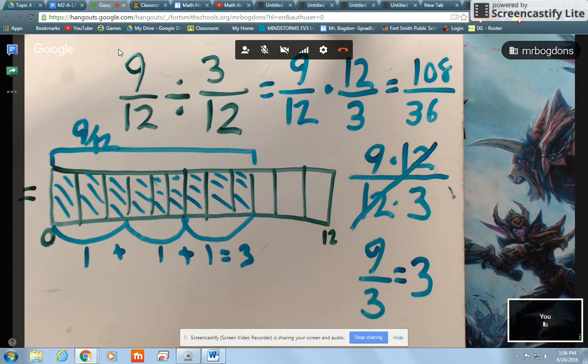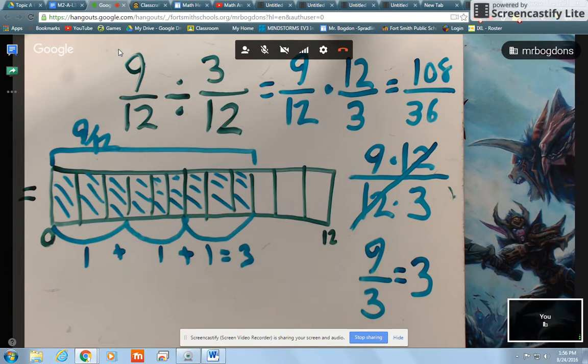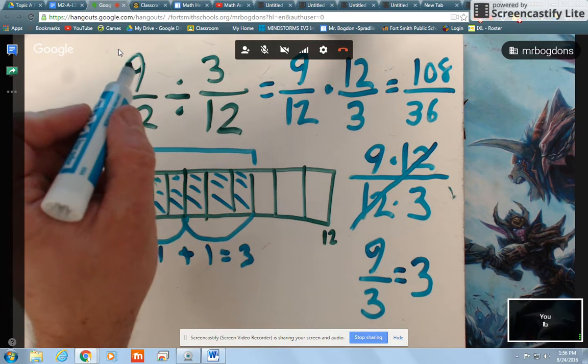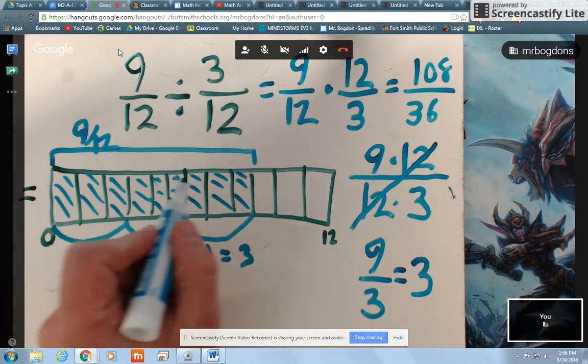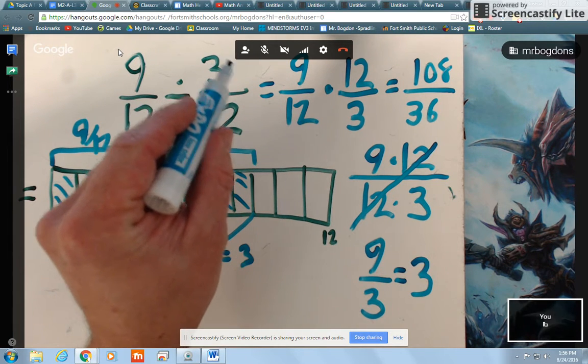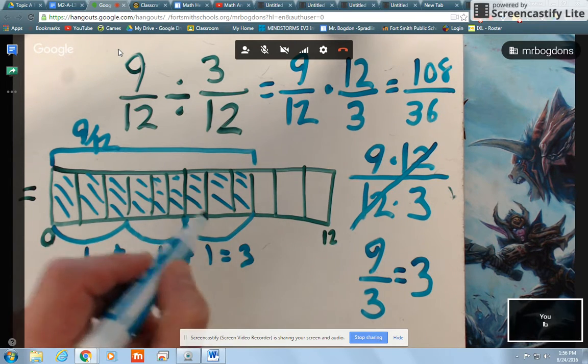Remember when I rewrote the fraction, 8,000 divided by 2,000, I canceled out the thousands. This is the same thing. You just get rid of the denominator. You end up with how many pieces you have total. Here I had 9 of these 1/12 tiles, and I was grouping them by how many? 3 at a time. And it turns out that I have 3 groups of 3 within 9.